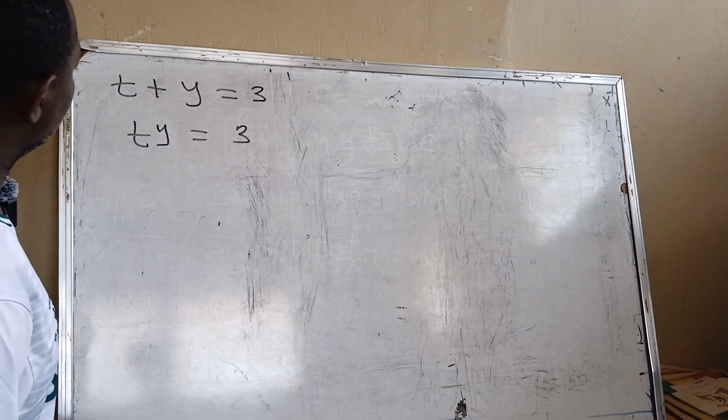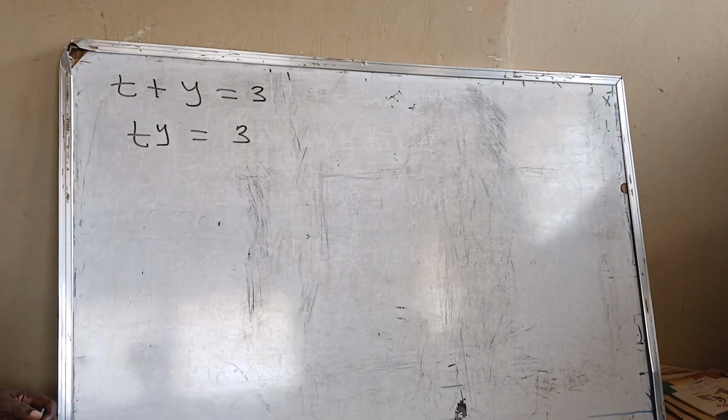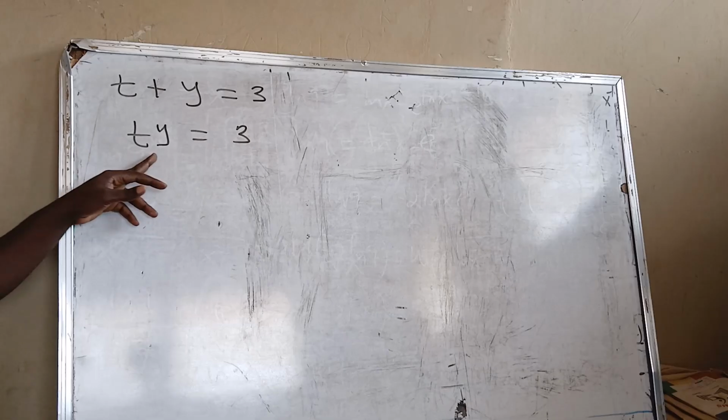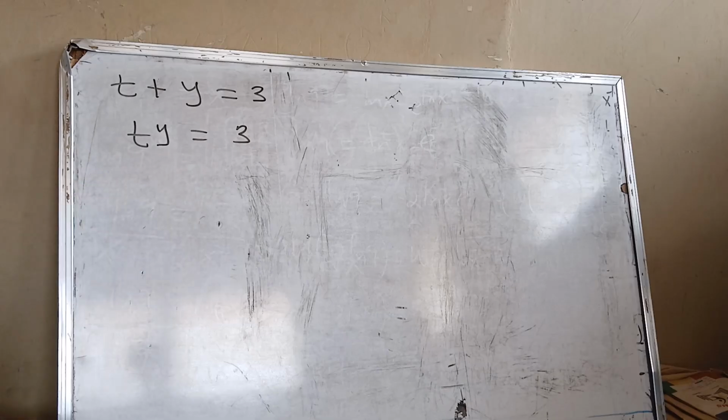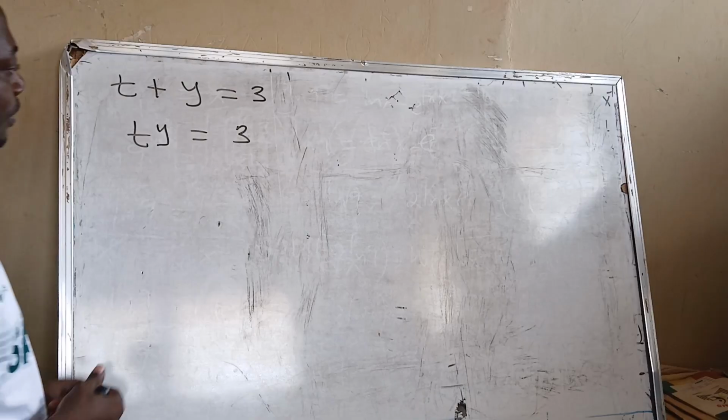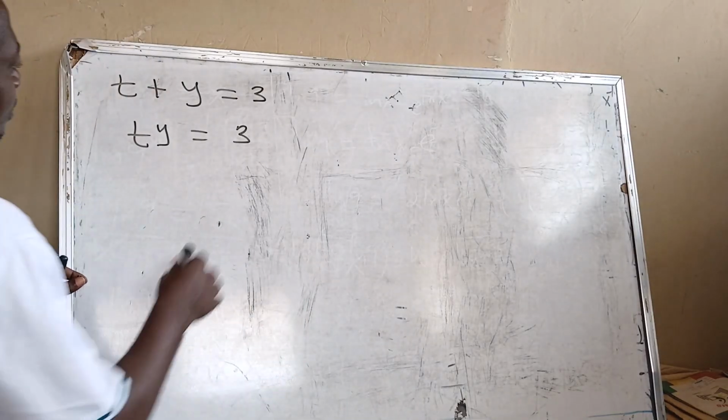How do we solve for this equation? We are given t plus y equals 3 and t times y equals 3. You can pause the video and give it a try. Let's first of all label the two equations.